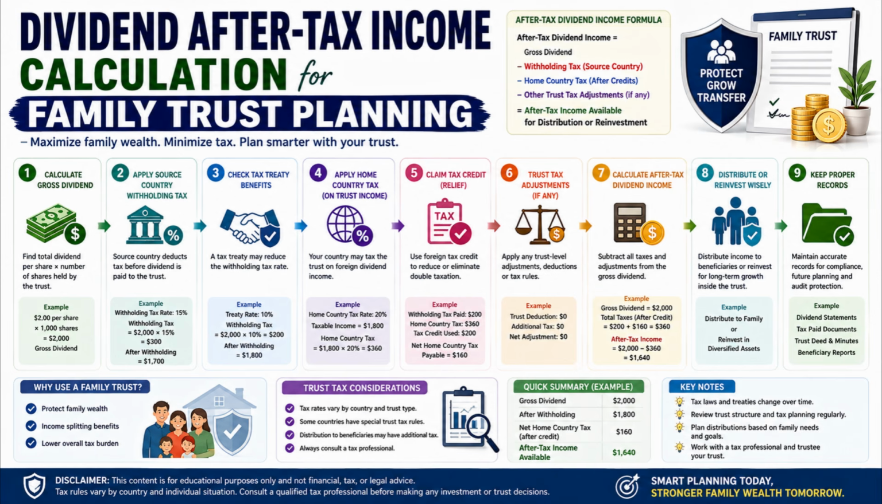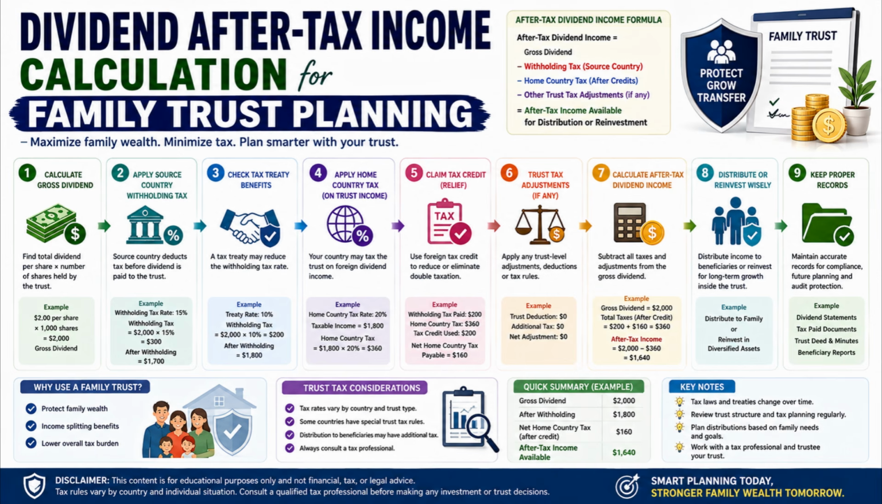This means you find the dividend per share and multiply it by the number of shares held by the family trust. For example, if the dividend is $2 per share and the trust owns 1,000 shares, the gross dividend income is $2,000. This is the starting amount before any taxes, deductions, credits, or trust-level adjustments are applied.